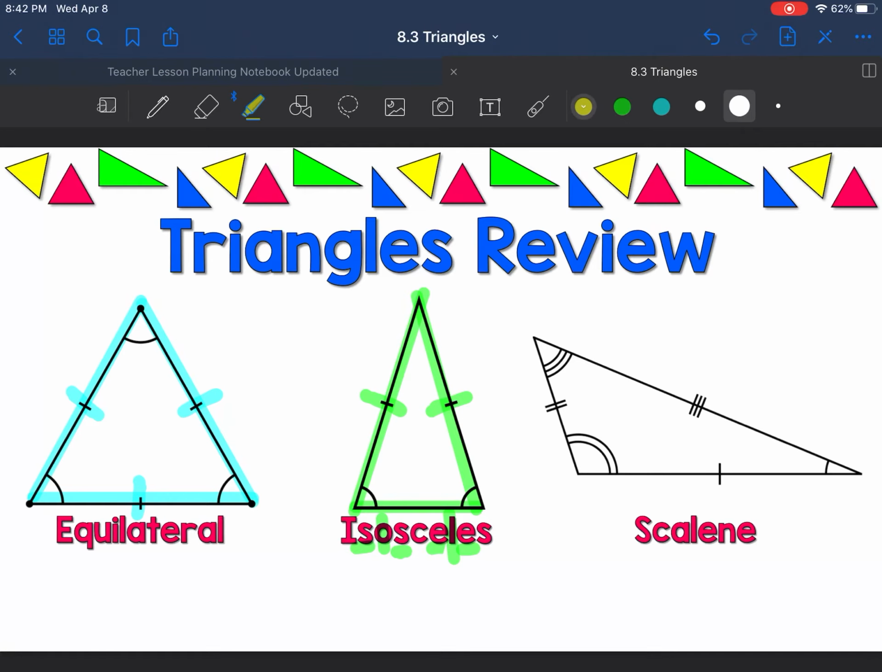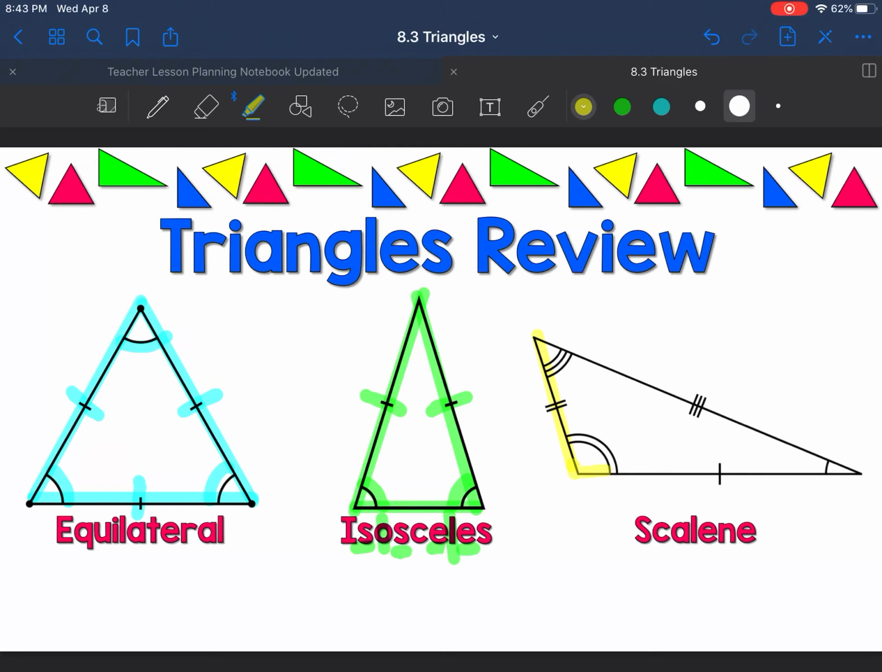Isosceles, two same sides. And then finally, the isosceles also has two equal angles here and here. Those two angles will be the same measurement. Just like in the equilateral, all three of the angle measures on the inside are equal.